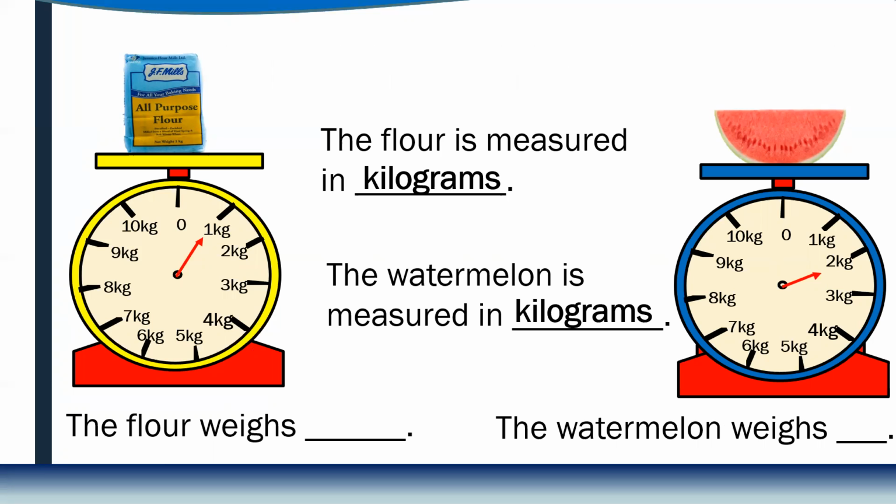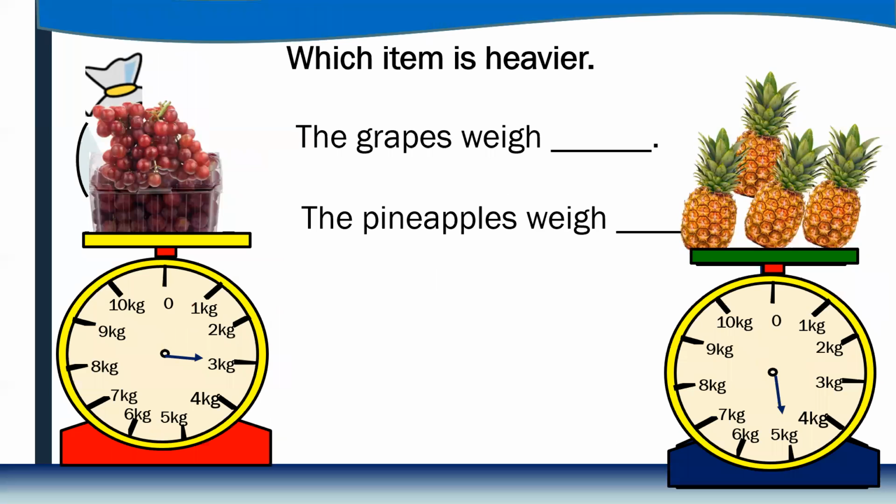Now look at the flour and let's complete the next sentence. So look at how much the flour weighs. Can you tell me, boys and girls? Awesome. The flour weighs 1 kilogram. And now for the watermelon. The watermelon weighs 2 kilograms. Boys and girls, you're doing well so far.